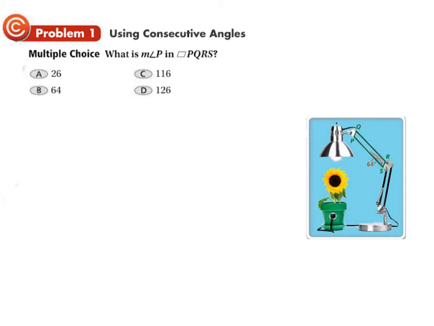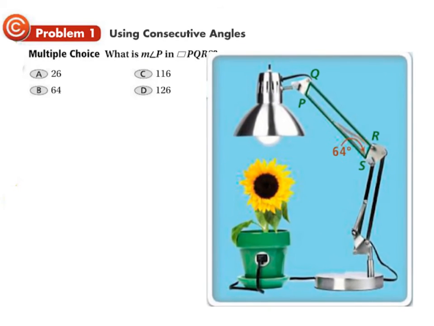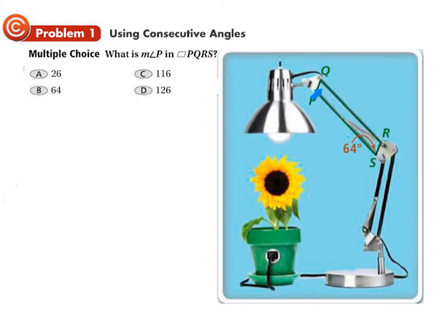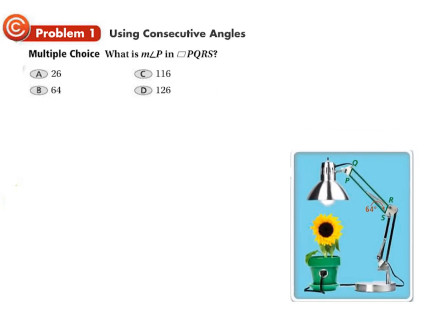So then, in this illustration here, which is kind of small, I'll zoom in on it for just a second. And let me bring it to the front. Okay, what we've got here is this parallelogram, and we know that this angle is 64 degrees. So what they're asking is, what is the measure of angle P up here? Let me shrink it back down.